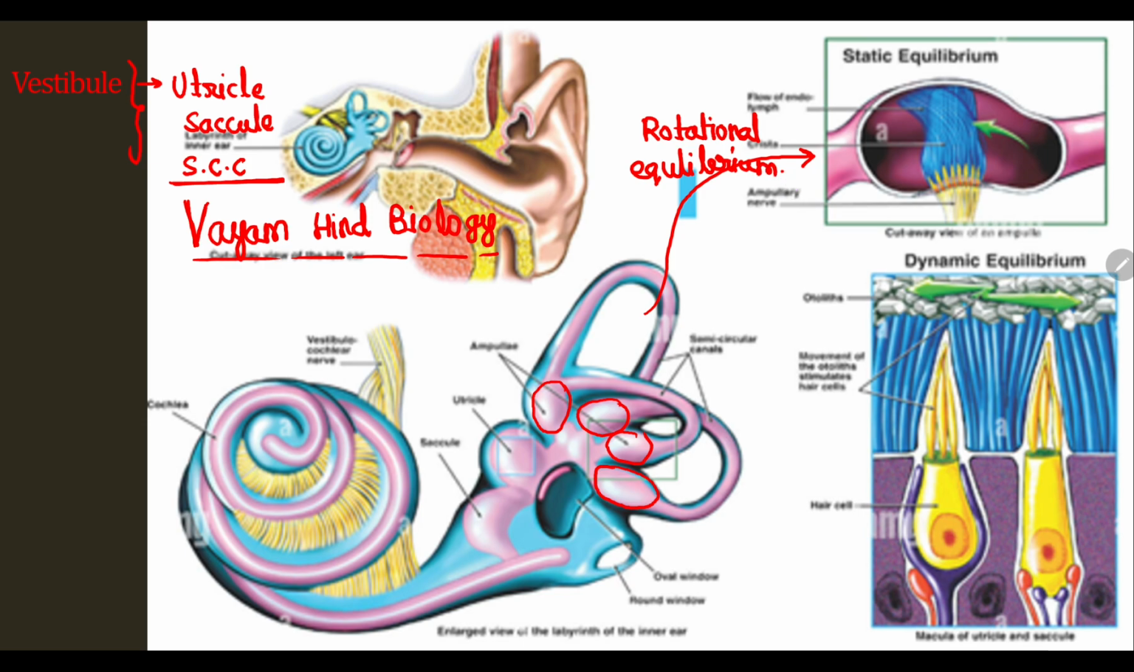Then we have the utricle and saccule, which are part of the otolith organ. The utricle and saccule have a structure called the macula. This macula is for the dynamic balance of our body. Dynamic balance of our body means it is something for linear acceleration.